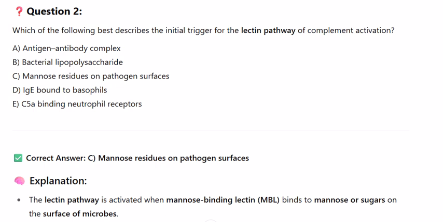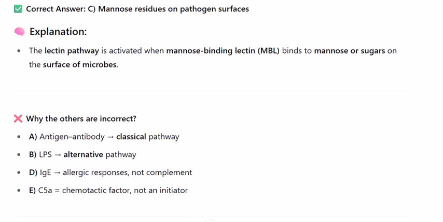Explanation. The lectin pathway is activated when mannose binding lectin, MBL, binds to mannose or sugars on the surface of microbes. Why the others are incorrect? A. Antigen-antibody, classical pathway. B. LPS, alternative pathway. D. IgE, allergic responses, not complement. E. C5a equals chemotactic factor, not an initiator.